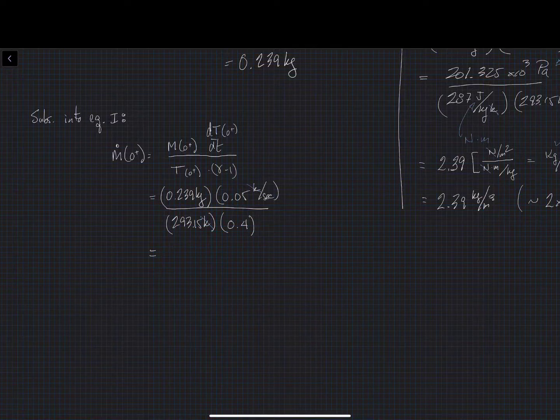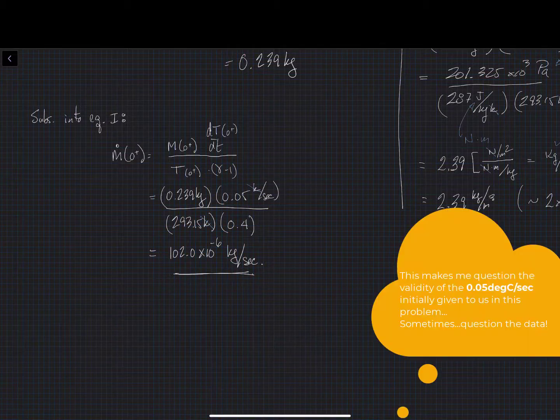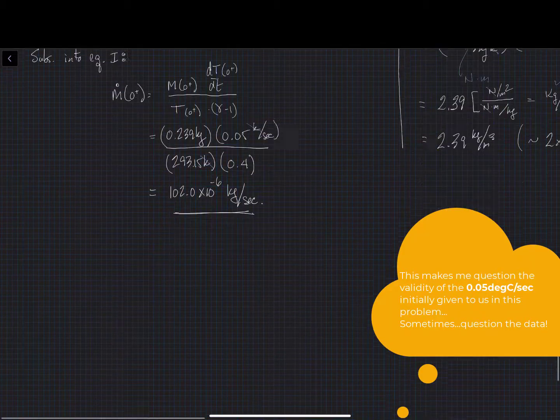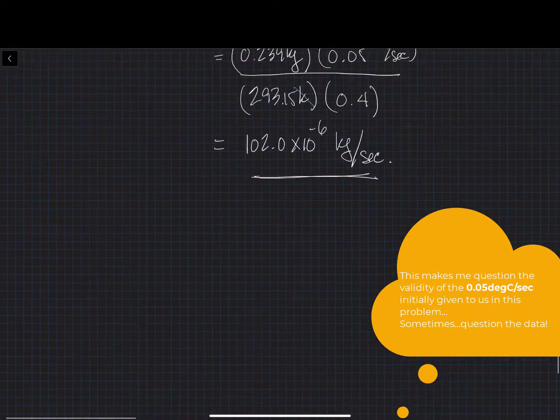Now let's look at our units. The kelvins are going to cancel. So I'll end up with kilograms per second, which is what I'm hoping to get, right? So 102 times 10 to the minus 6 kilograms per second, or roughly 0.1 gram per second, is what's going into that tank initially. That doesn't sound like a lot of air, does it? But that's what it is.